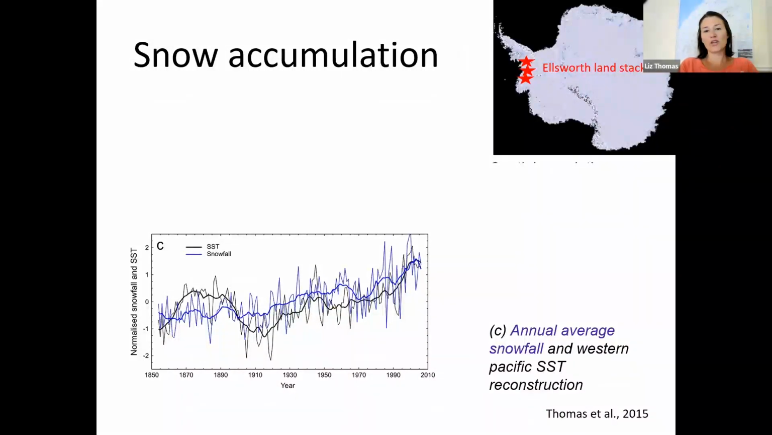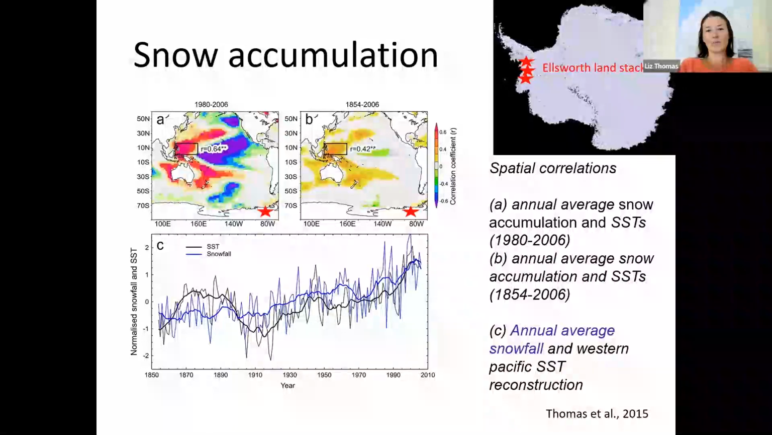But again, what I want to show is how this is related to changes in sea surface temperature, but actually sea surface temperatures this time in the Western Pacific. So putting here again to look more at the spatial correlations for this record. This is the isotopes correlated with the sea surface temperature reconstructions.